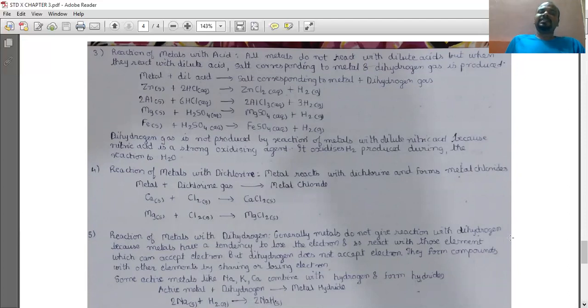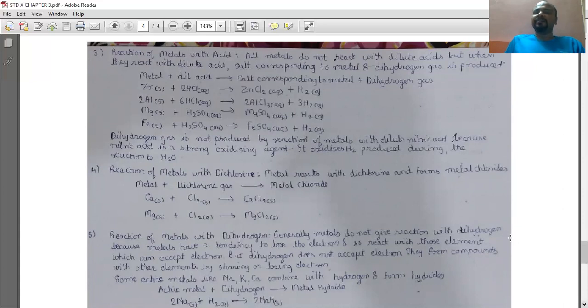2Al plus 6HCl gives you 2AlCl3 plus 3H2. That is aluminium metal when reacts with hydrochloric acid, it gives you aluminium chloride plus dihydrogen gas. Same way, when magnesium reacts with sulfuric acid, it gives you magnesium sulfate plus hydrogen gas. That is Mg plus H2SO4 gives you MgSO4 plus H2.